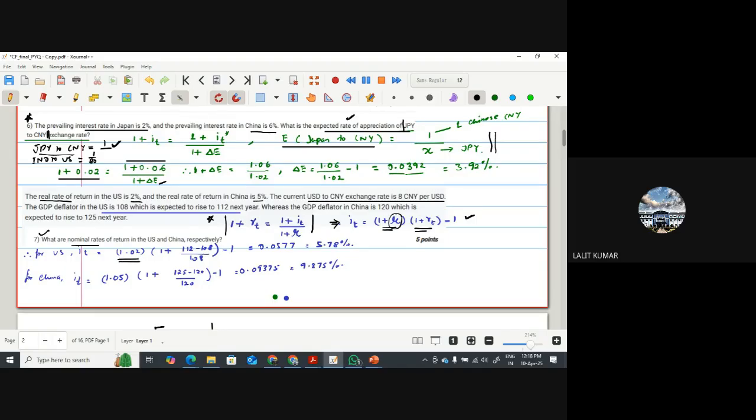Now we have to calculate the inflation rate. So the inflation rate they have given, that in US it is expected to rise to 112. Present is 108. So your pi USA will become 112 minus 108 divided by 108. So this is the value of pi. So you put this value in again, minus 1. So we get the nominal rate existing for USA. Same thing we do for China and we get the answer. Is this okay? Any confusion in this? Clear. Okay.